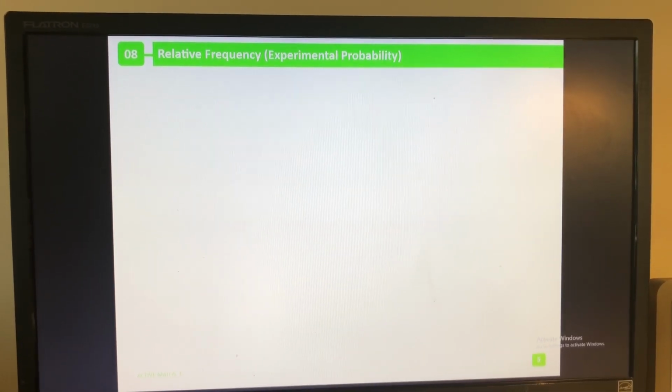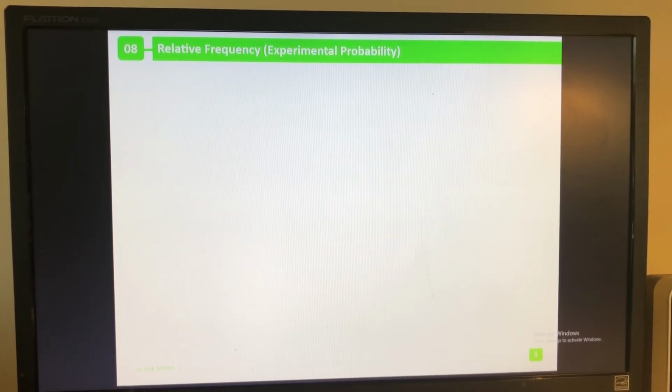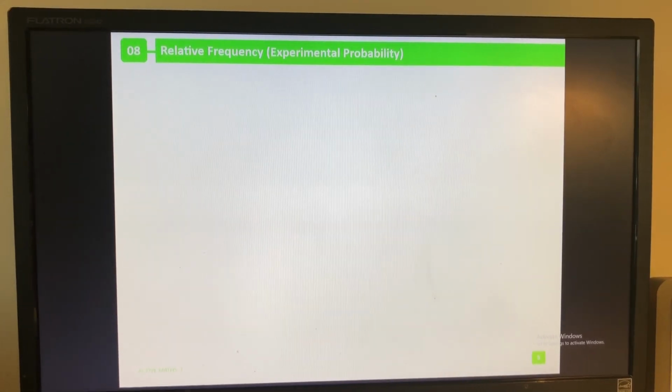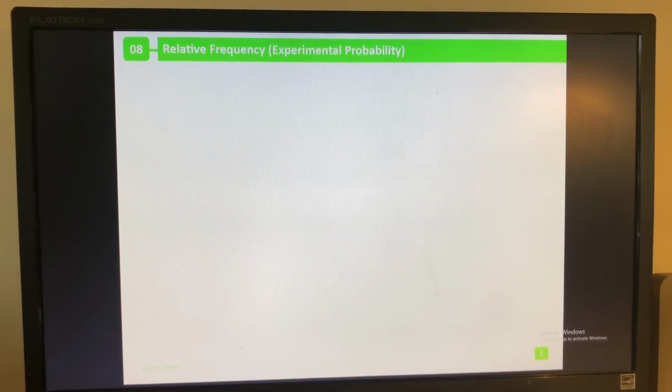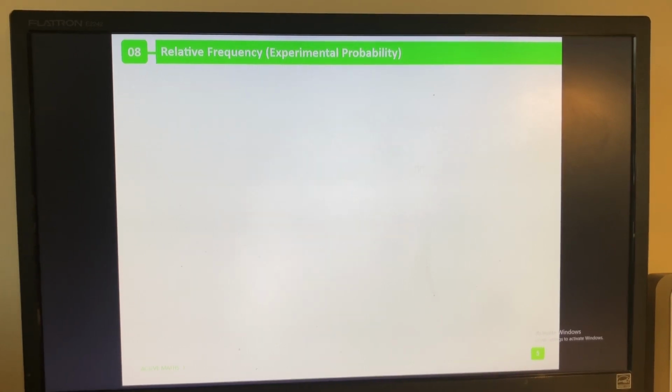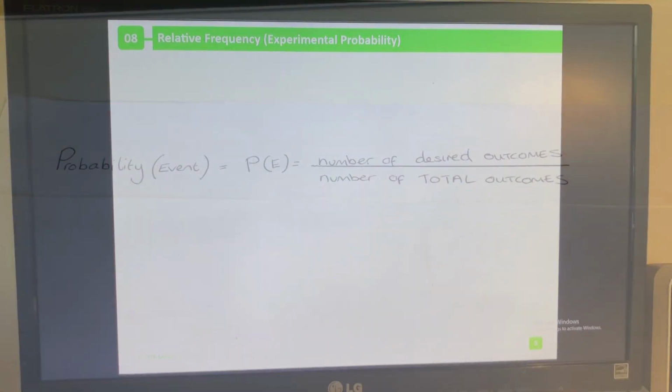So if you recall, the probability is calculated by how many outcomes there are of what we're interested in. Well, what about applying that to the probability of whether it will rain in Ireland tomorrow? How could we do that?